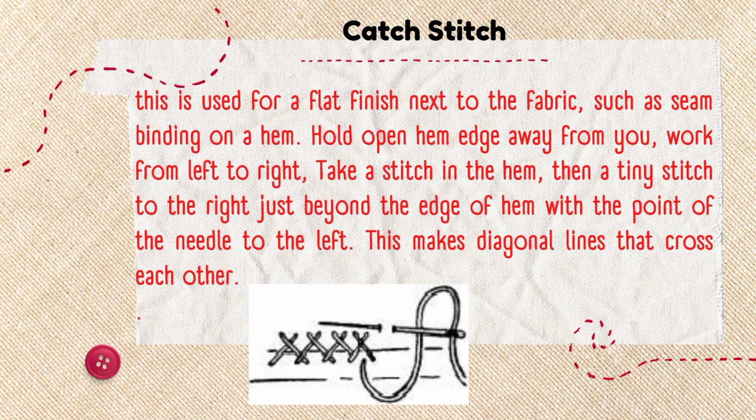Catch stitch. This is used for a flat finish next to the fabric, such as seam binding on a hem. Hold open hem edge away from you. Work from left to right. Take a stitch in the hem, then a tiny stitch to the right, just beyond the edge of hem with the point of the needle to the left. This makes diagonal lines that cross each other.